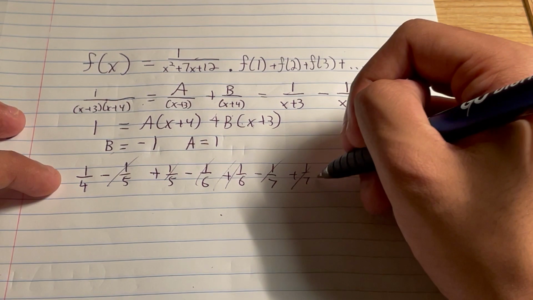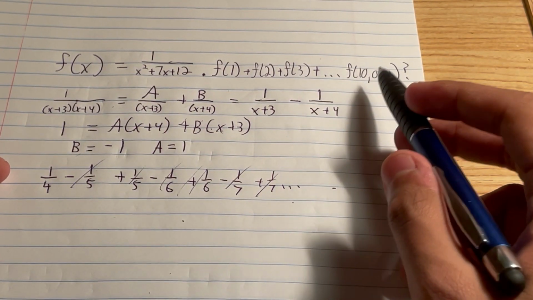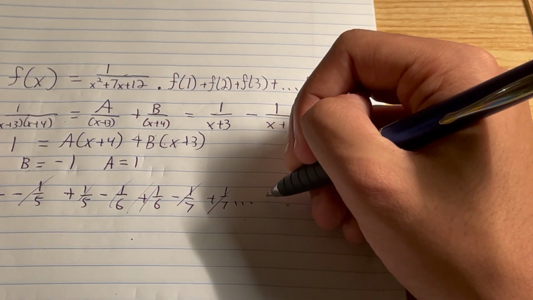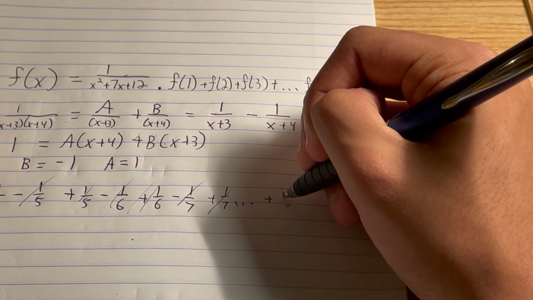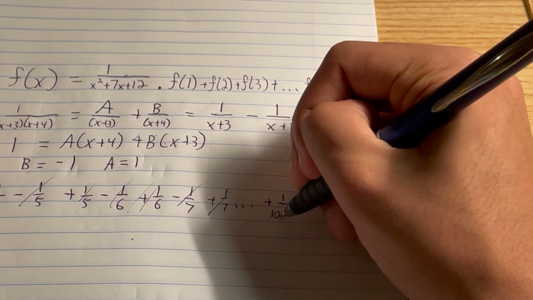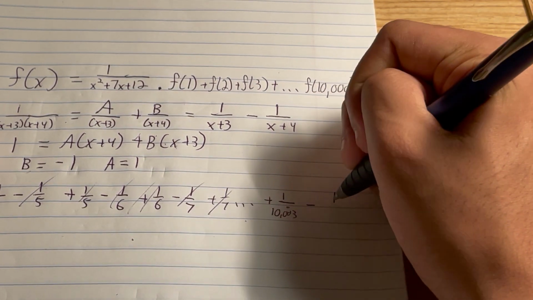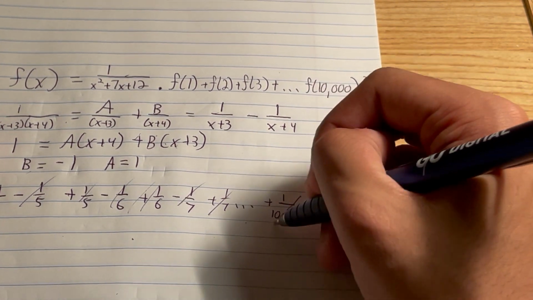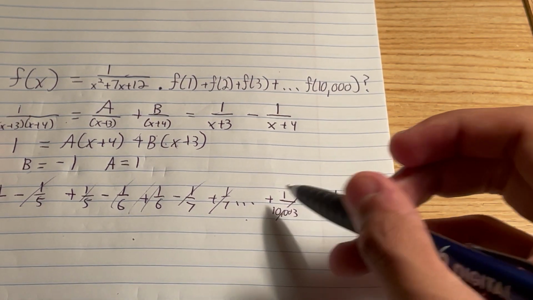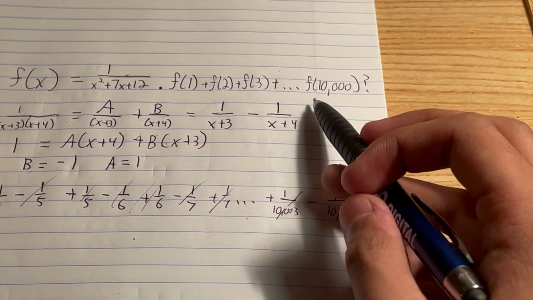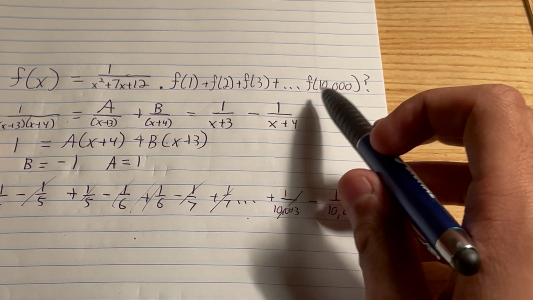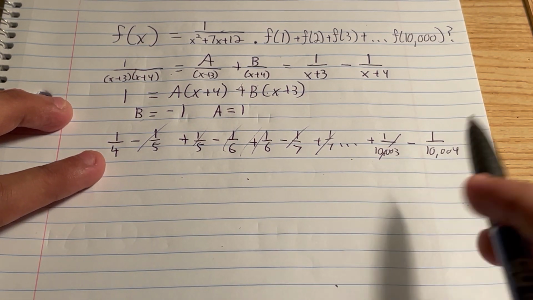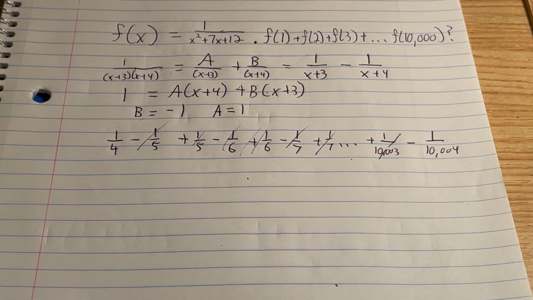And this will go on and on and on until we get to our last term, 10,000. So let's just see what our last term is. It will be plus 1 over 10,003 minus 1 over 10,004. Now the plus 1 over 10,003 will get canceled out by the minus 1 over 10,003 from the 9,999th term. So we're now left with 1/4 minus 1 over 10,004. And we just have to compute this and we'll be done.